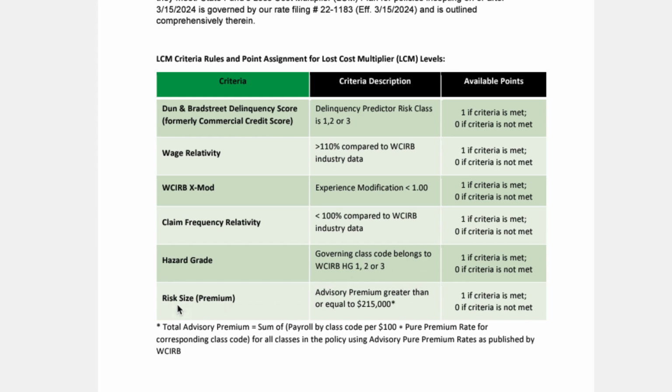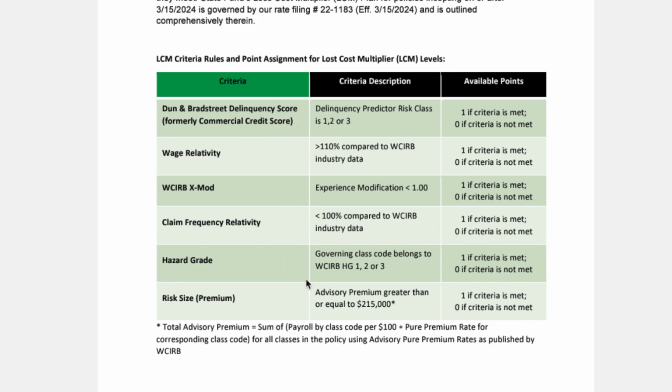And the last is the risk size. And there's a threshold here of 215,000 in premium. So if it's a bigger account, it's going to get a point, and a lower account or a smaller account, it's going to get no points.